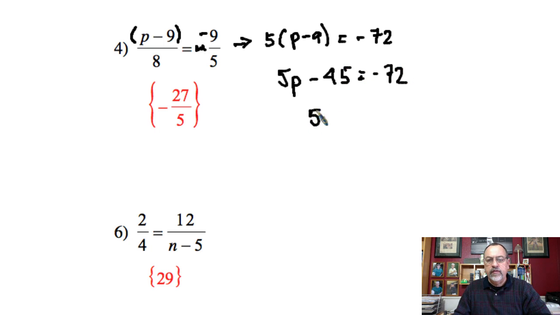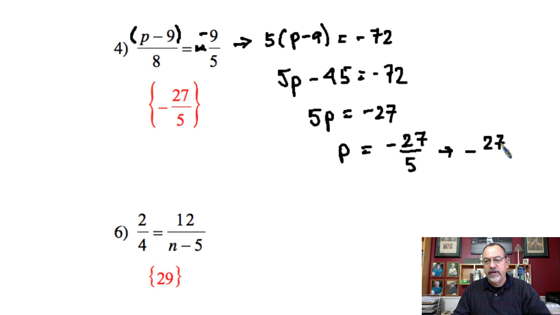Okay, so 5p and then 45 minus 72, that's negative 27. So this is negative 27, and then I divide by 5. For p is negative 27 over 5. Now you'll notice the negative is at the 27 and the 5 is positive, but that makes the entire fraction negative, again, as long as one is negative and one is positive. So a couple things to remember going on there.